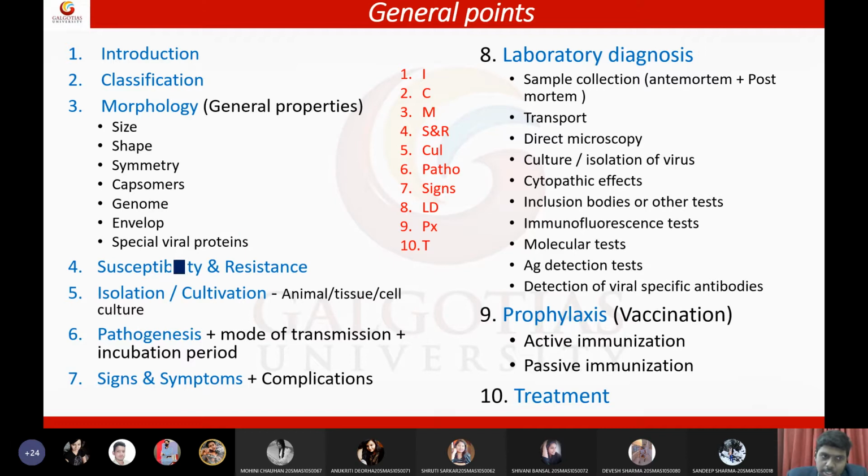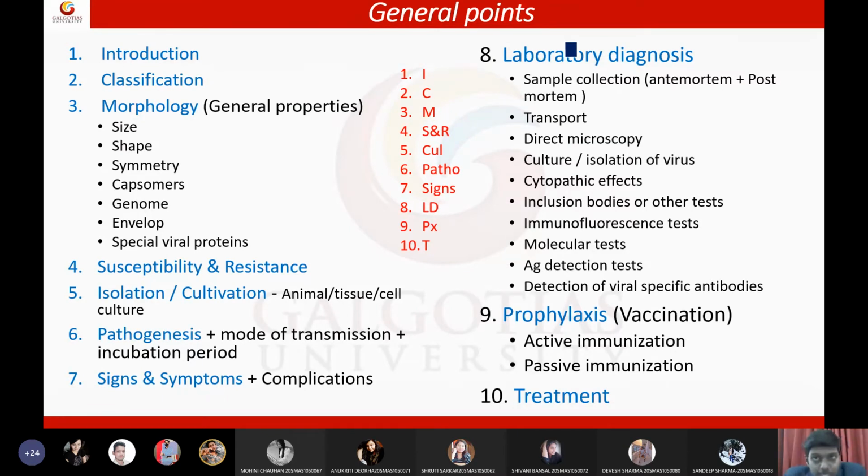And we need to discuss the virus susceptible and resistant factors. We need to discuss isolation and cultivation of virus, how we will cultivate the virus in the animal, in the tissue, and in the cell, what cell lines you are using, what tissue cultures you are using, and what animals you are using. Then we need to discuss its pathogenesis, mode of transmission and incubation period. Then signs and symptoms shown in the patient upon getting infection by this virus.